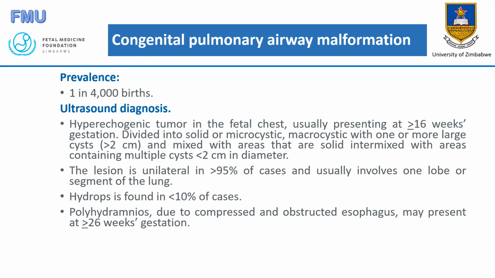The lesions can be pulmonary or extrapulmonary, by the way. The lesion is unilateral in about 95% of the cases, and usually involves one lobe or a segment of the lobe. Hydrops is found in about 10% of the cases. Polyhydramnios, due to a compressed or obstructed esophagus, may present at greater than 26 weeks. So surveillance is key for this condition because we know how the condition may evolve.